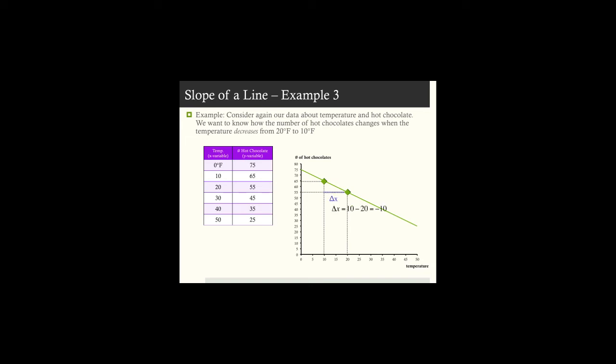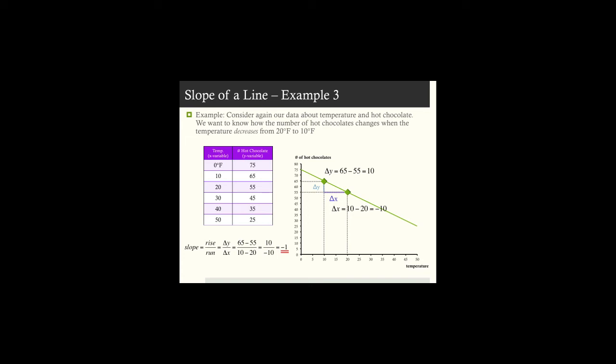Well, our change in x is going to be 10 minus 20, which is equal to negative 10. And our change in y is going to be 65 minus 55, which is equal to 10. Our slope, again, is the change in y divided by the change in x, which in this case is equal to 10 divided by negative 10, which is negative 1. So it's the same as it was before, because again, the slope along a straight line, no matter which 2 points you choose, is always going to be the same.